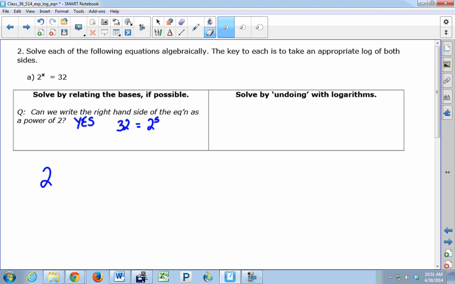So you can quickly solve this equation, almost like in your sleep. 2 to the x equals 2 to the 5th, so I set my two exponents equal. x has got to be 5. Done. That's how quick and easy you can do some of these exponential equations. Well, unfortunately, they all can't be rewritten that way.